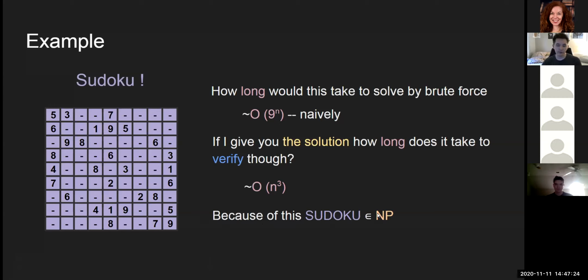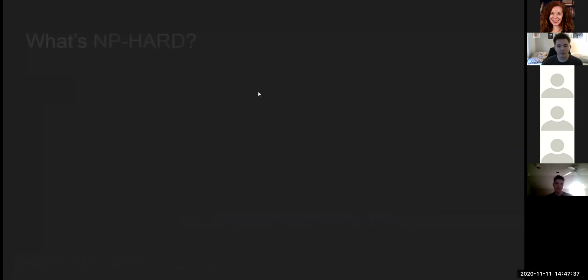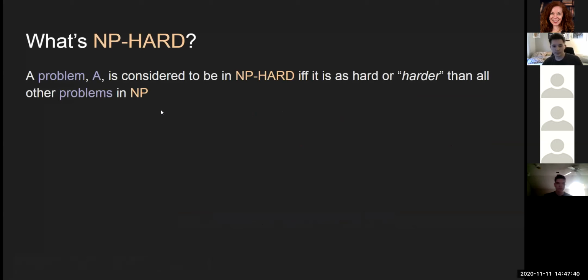We actually know one other thing about this problem. We know that Sudoku is in a class that we call NP hard, which we're about to talk about. So what is NP hard? That's a good question. A problem is considered NP hard if it is as hard or harder than every problem in NP. So the immediate question is, what does hard or harder mean in here? And we'll get there.